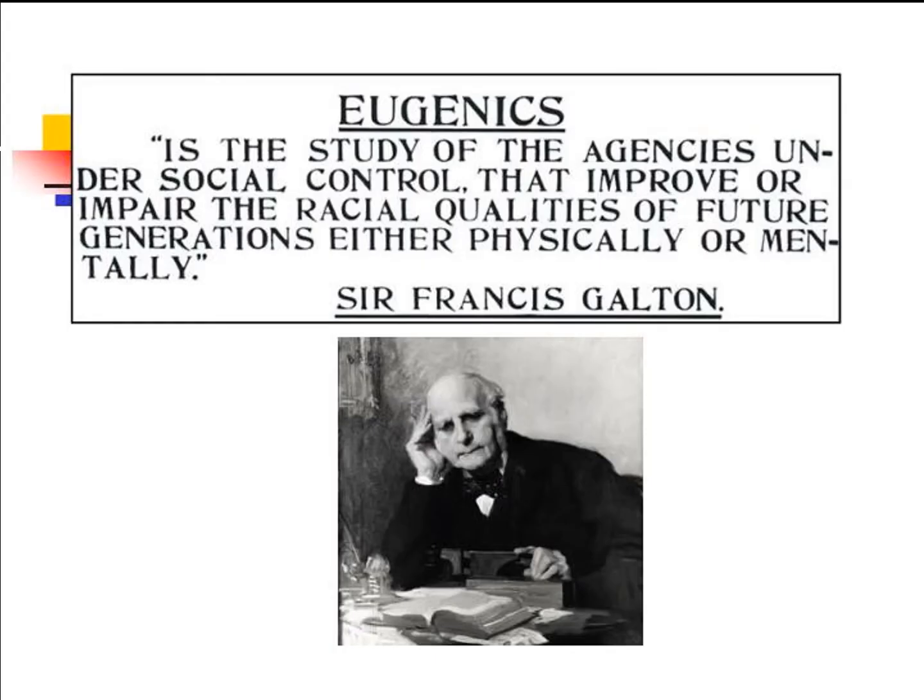So Galton defined eugenics as the study of the agencies under social control, essentially things that we are able to control, that improve or impair the racial qualities of future generations, either physically or mentally, right? So the whole point behind eugenics was to essentially set up a program where we get everybody in the system, where we can measure their traits, see what traits they have, and prevent certain people who have traits that we believe are bad from reproducing, thus not passing those traits on to the next generation, right?